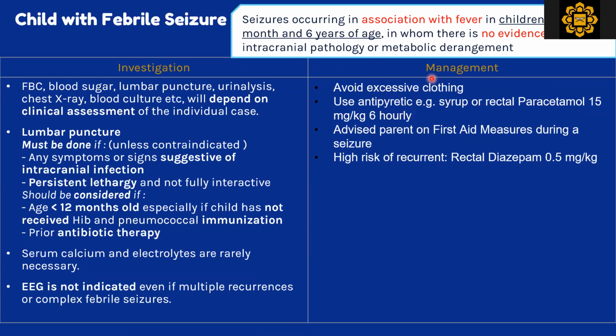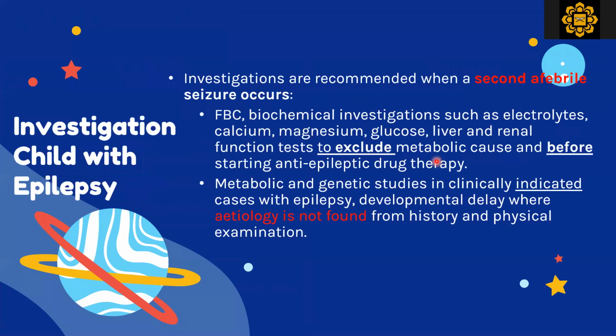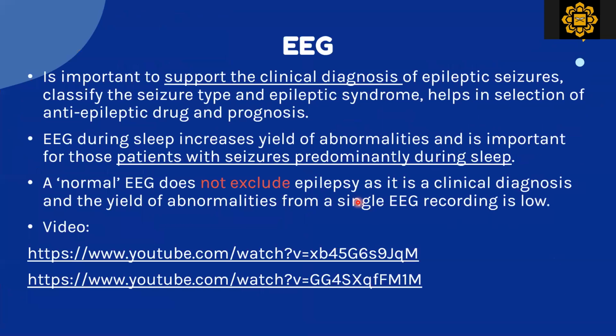Okay. So for the management, you can avoid excessive clothing, use antipyretic, first aid measures, and for the high risk of recurrence, you can do the rectal diazepam. For investigation, with second febrile seizures, it is blood, for example FBC, just to exclude metabolic cause before I start anti-epileptic drug. Genetic studies only indicated when the etiology is not found.